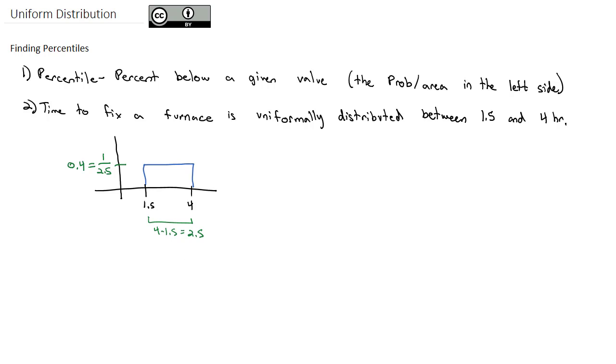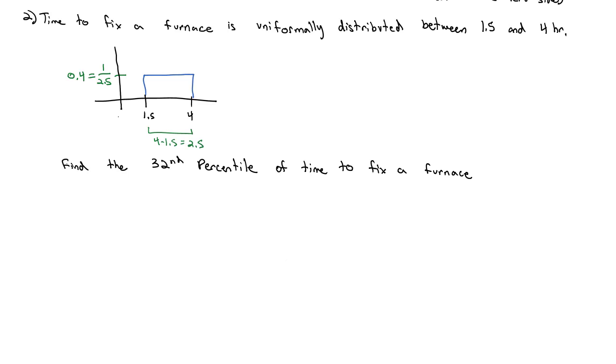Now what we're going to do is we're going to take a look at seeing if we can find the 32nd percentile of time to fix a furnace. In other words, at what number of hours is 32% of all repair jobs smaller than that? So let's draw a picture to represent this situation.